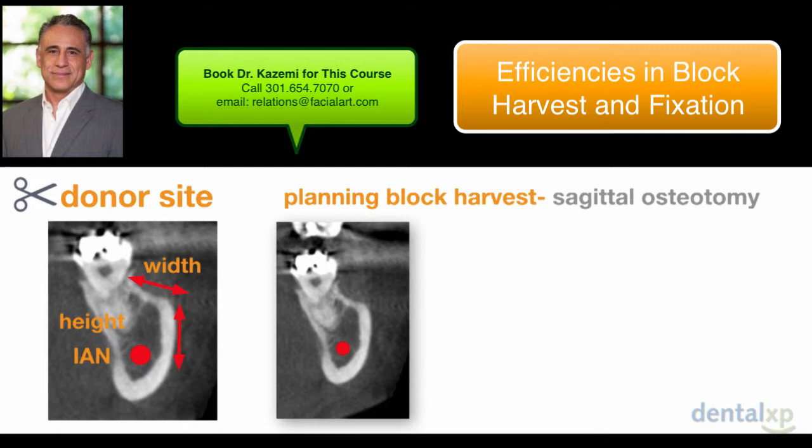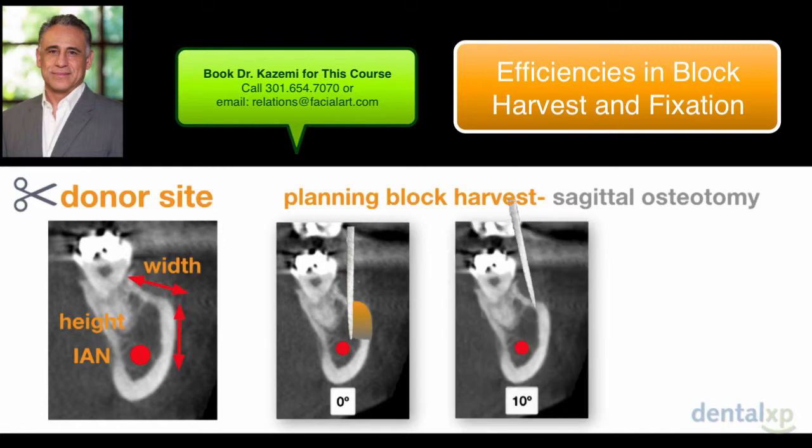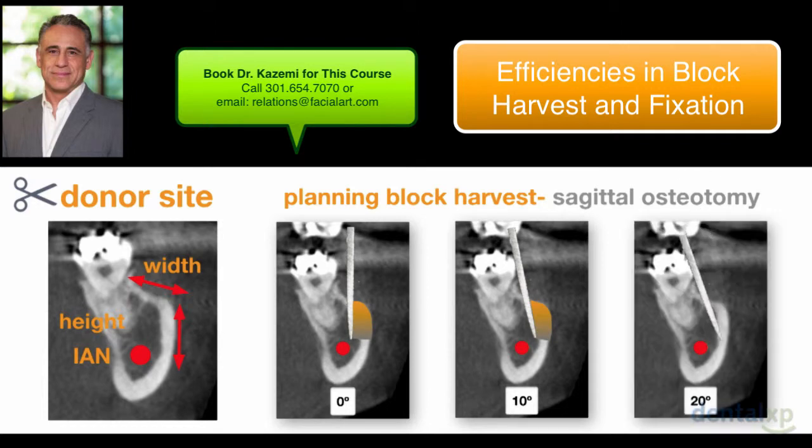And this requires attention to the angle of the sagittal osteotomy. Because if we have a 0-degree osteotomy angle, we can obtain a more square-shaped block form. Whereas if we have about a 10-degree angle to our osteotomy, it provides us with a slightly more tapered block form. And with a 20-degree angle, we will obtain a highly tapered block form.